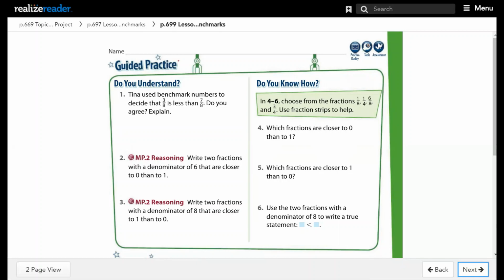So for example, the first one, 1/8. He asked me which fractions are closer to 0 than to 1. So 1/8 is very close to 0. Why? Because as we know, 8/8 equals 1, but 1/8 is very far away from 8. It's lesser than 8 by a lot.